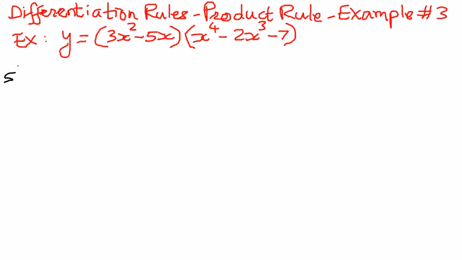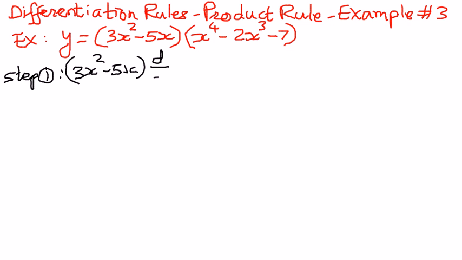So step number 1, we're going to use the product rule, and the way to use the product rule is as follows. We're going to take the first function and then differentiate the second function, plus we're going to take the second function and then differentiate the first function. So first function, 3x squared minus 5x.